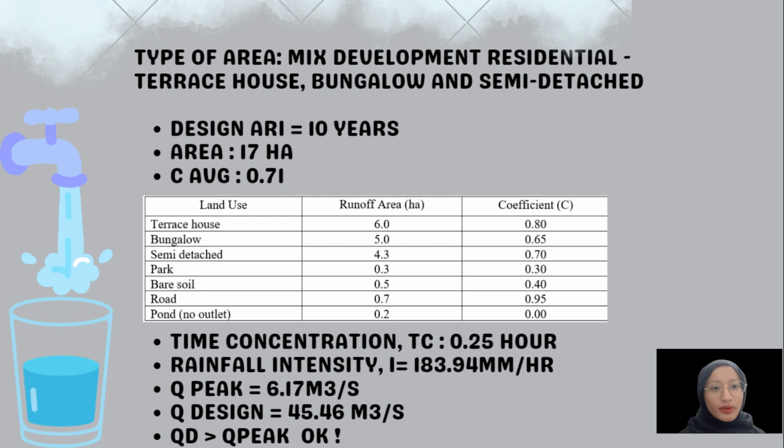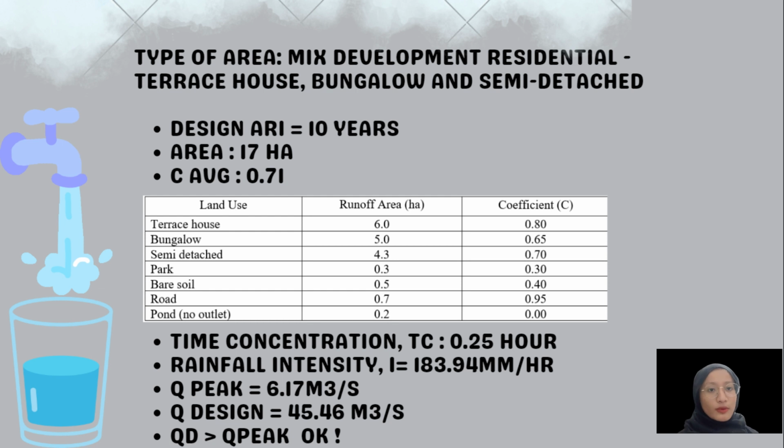As you know, the type of our area is mixed development, which consists of terrace house, bungalow and semi-detached. To calculate this, firstly, we need to determine the design period, which we assume is 10 years. The area of the project is 70 hectares. Then we find the average coefficient by using the formula C times A over cumulative area, and the answer is 0.71.